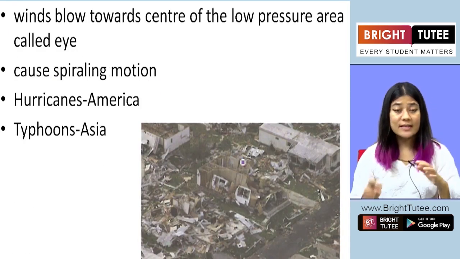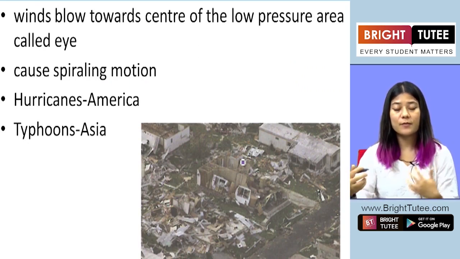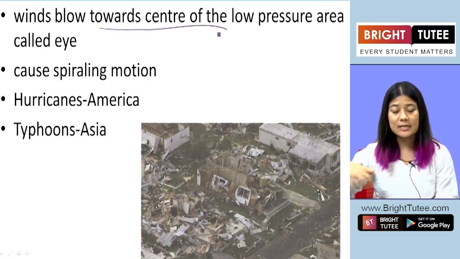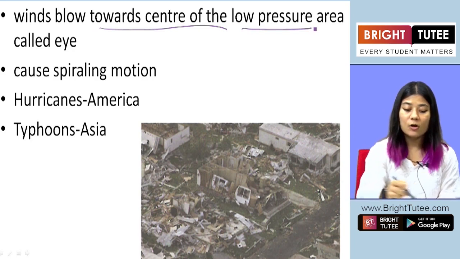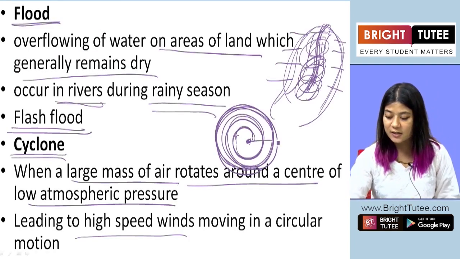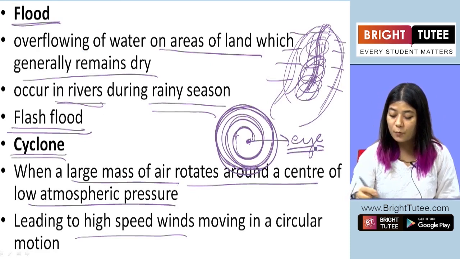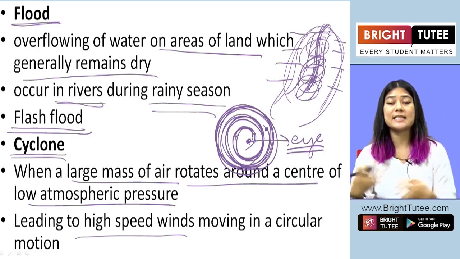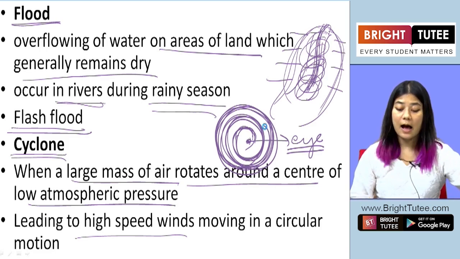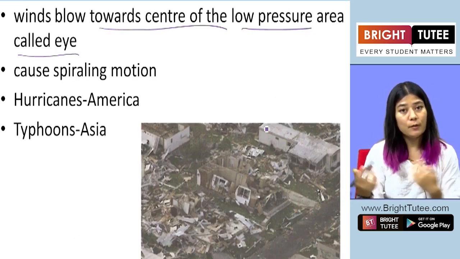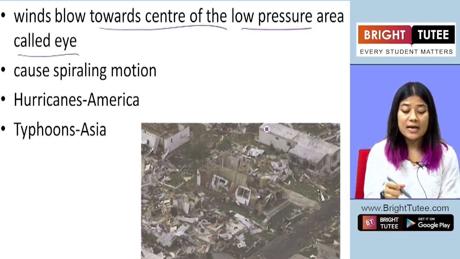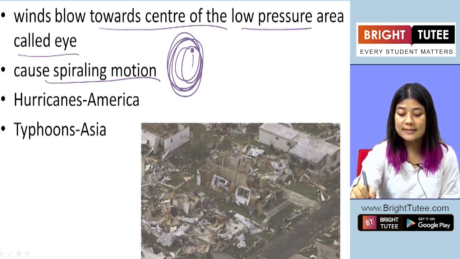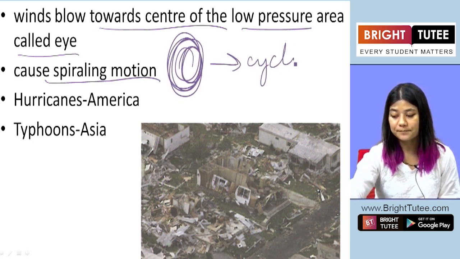Now in the cyclone, in such wind where the wind rotates very fast, the wind blows towards the center of the low pressure called the eye. So this right here is the eye. The wind blows towards this center. That's why they keep rotating around the eye. Such blow of wind and motion of wind causes spiral motion, and this is called cyclones.